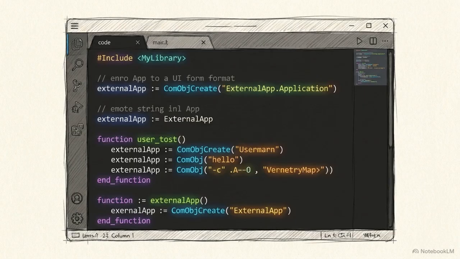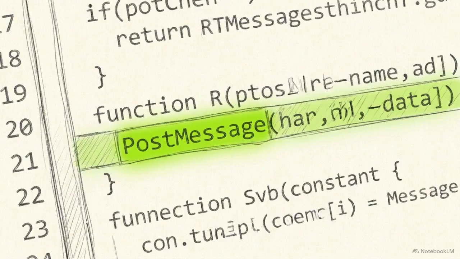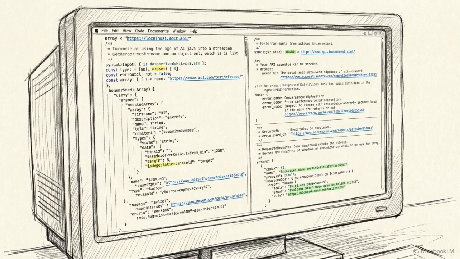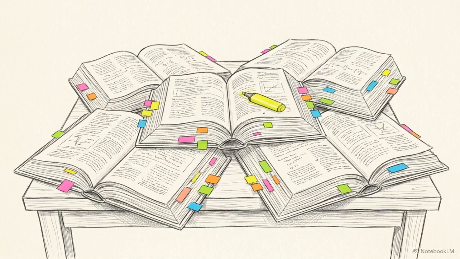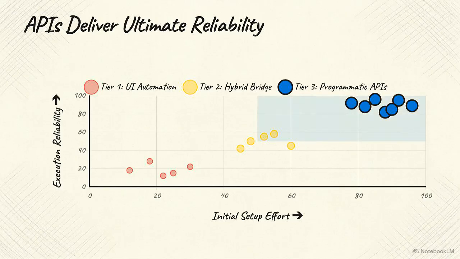Tier 3 is programmatic automation. This includes COM objects, REST APIs, WMI queries, and post-message commands. This tier has the steepest learning curve. You often have to research class structures, handle OAuth handshakes, and read through dense technical documentation before you write your first line of code. On the matrix, Tier 3 sits in the top right. It requires high effort to set up, but provides high reliability.